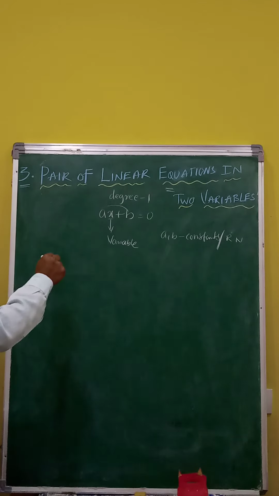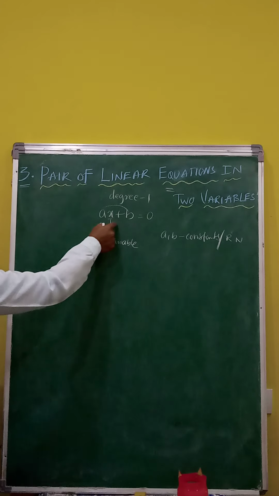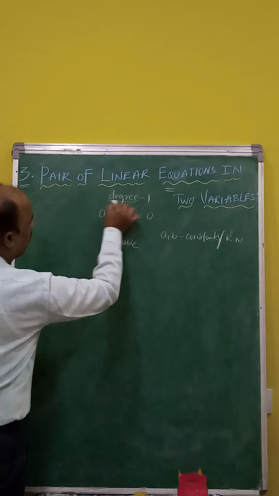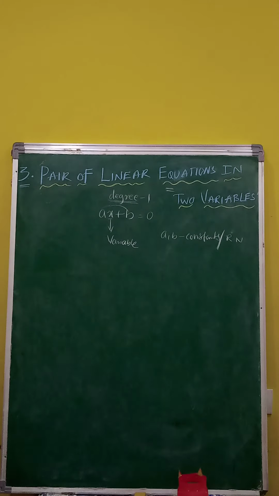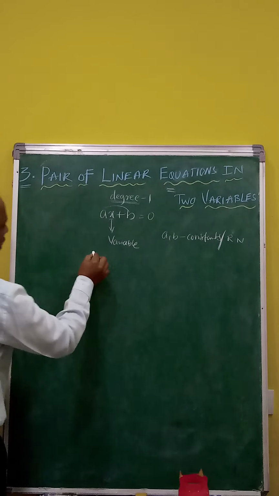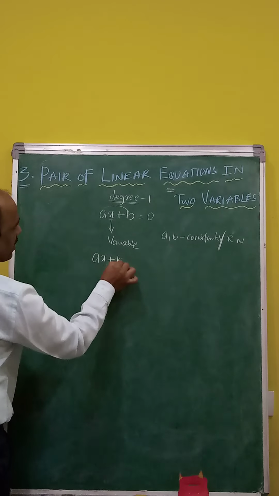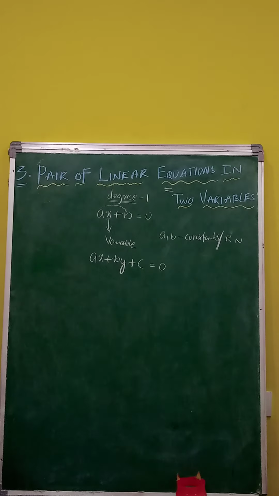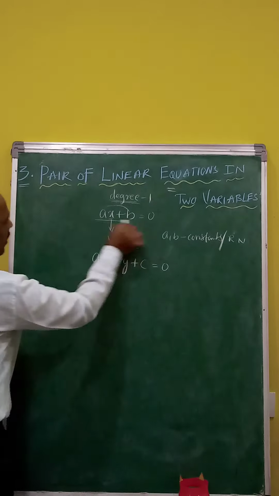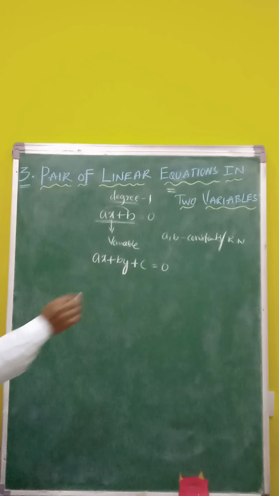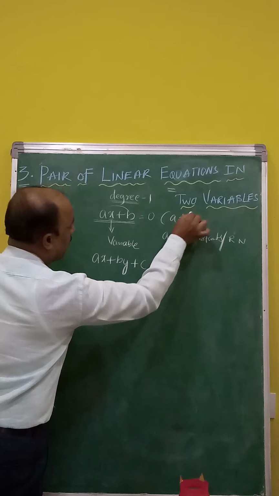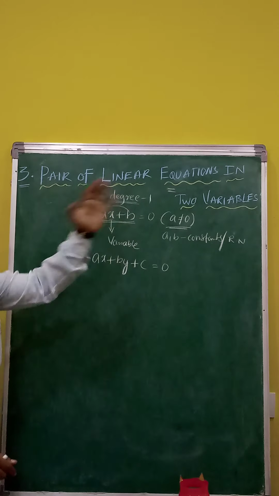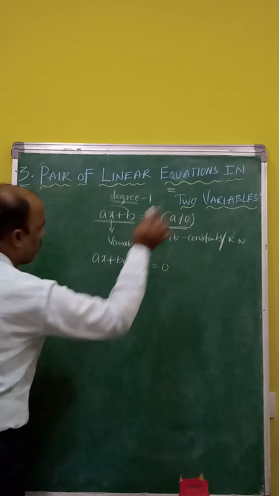Now, linear equation in two variables. This was one variable; now we'll go for two variables. Linear means degree 1, the highest power is 1. Now I'll write that also: ax plus by plus c is equal to 0. One more thing you remember, children: in ax plus b, the linear equation in one variable, a does not equal 0. That is a must. If a is 0, there is no variable, only a constant will be available.